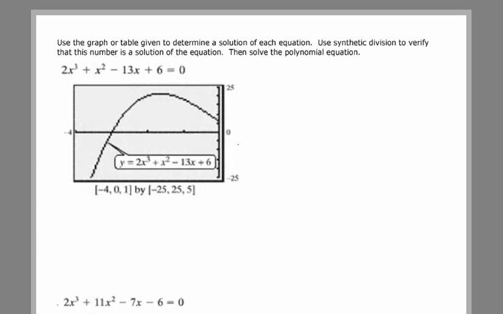Let's look at the last part of this section where they've given us a picture on the calculator display, and given that, they want us to determine a solution to an equation and then use that to solve the polynomial equation. So we have to be able to interpret this graph of that polynomial. On your graph, the part that represents a solution to that equation is where it crosses the x-axis. The x-intercepts are equal to our solutions.